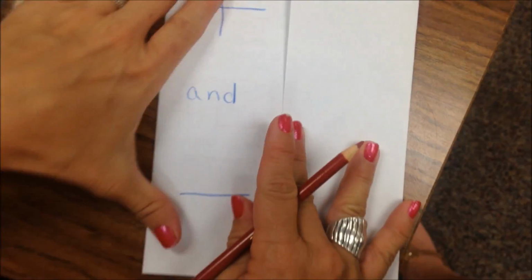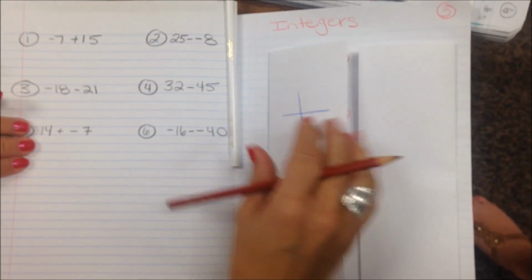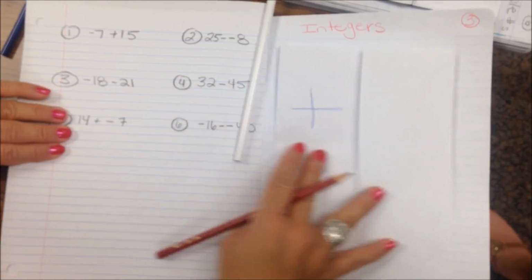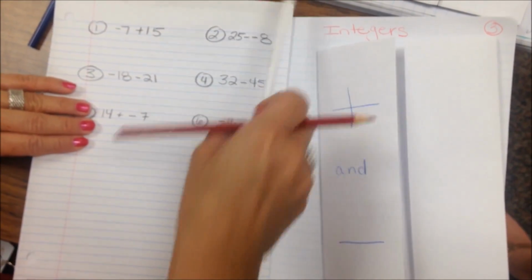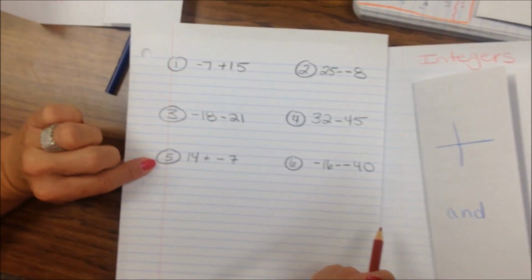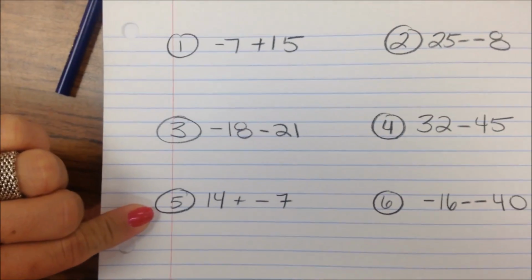So you're going to go ahead and glue this into your composition notebook in just a second. And then if you'll go ahead and write down these 6 questions, these are what's going to be for your homework tonight.